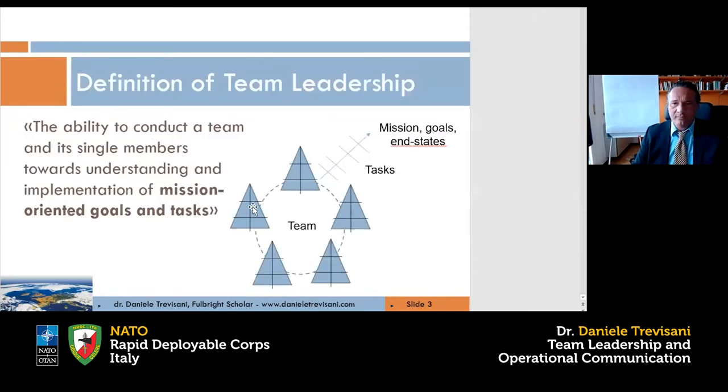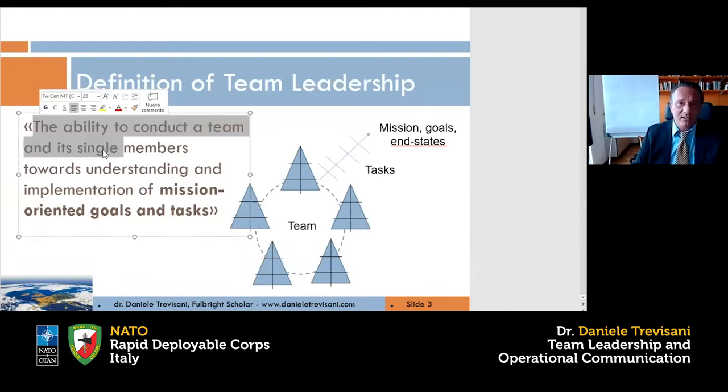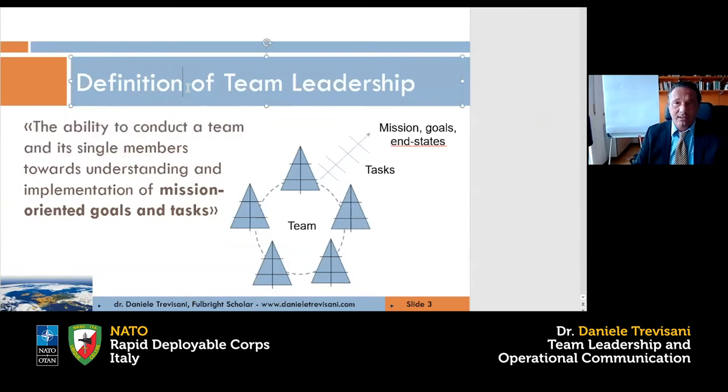So we see a graphical depiction of what a leader is, and this is the leader, and these are the team members. Together, they work in order to produce tasks that are oriented towards a mission, a goal, or end states. So the ability to conduct a team and its single members towards understanding and implementation of mission-oriented goals and tasks. This is a definition of team leadership.